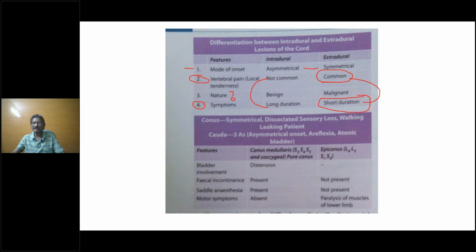Okay, coming to conus, I think this you can remember. This conus, I think this is there in the newer thing only. I told you, conus is symmetrical. Dissociated sensory loss if it is central. Walking, so motor fibers are not affected. Leaking patient, so bladder is affected. Same thing which I told you. Motor fibers are not affected. Bladder fibers are affected. It is symmetrical.